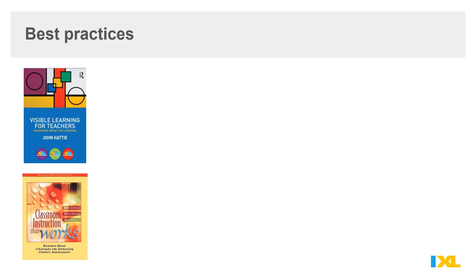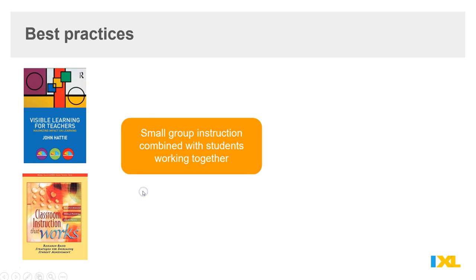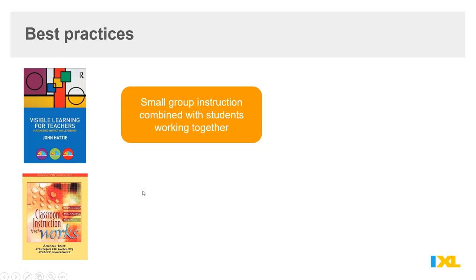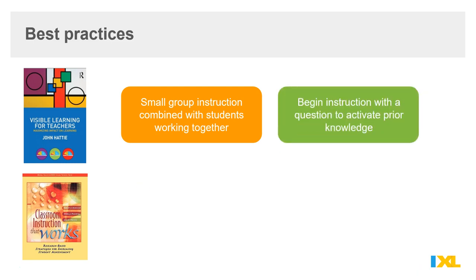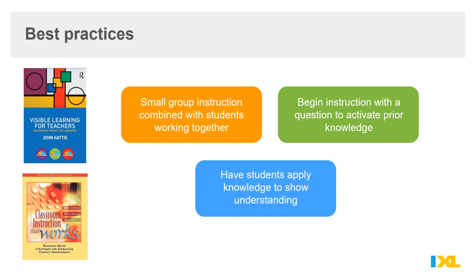While their opinions don't always align, there are three things that they've always agreed on, and that is that students will make progress when they're taught in small group instruction that is combined with collaboration, with students working together. That small group instruction should begin by having the teacher activate the prior knowledge of students on that topic, and that students should always have the opportunity to apply the knowledge in order to show their understanding. So what might this look like?